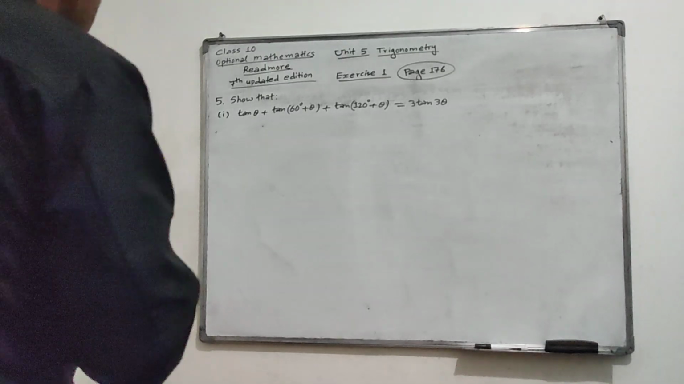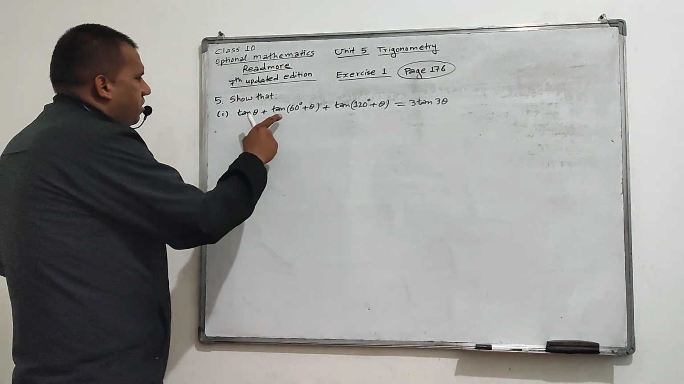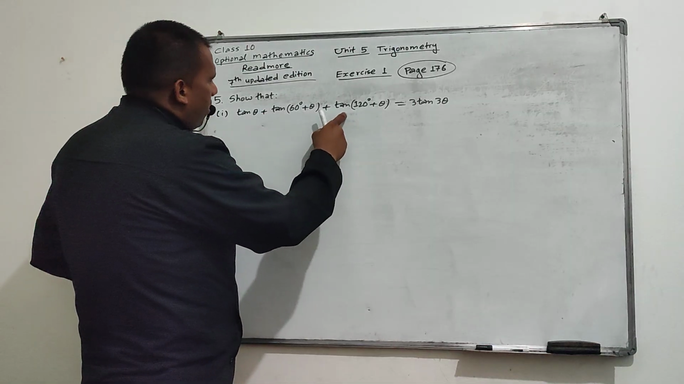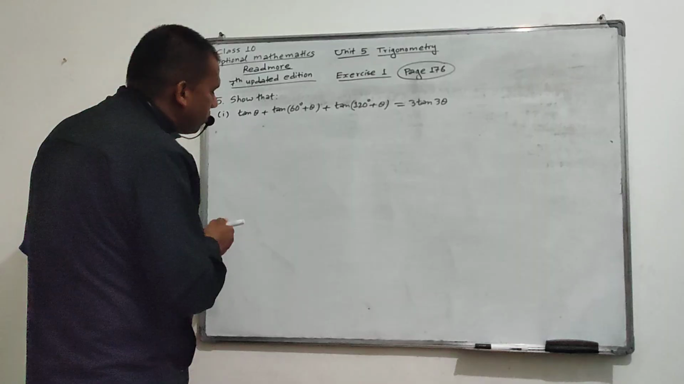Okay, students, now 5i. We have tan theta plus tan (60 degree plus theta) plus tan (120 degree plus theta) equal to 3 tan 3 theta. Now its solution.